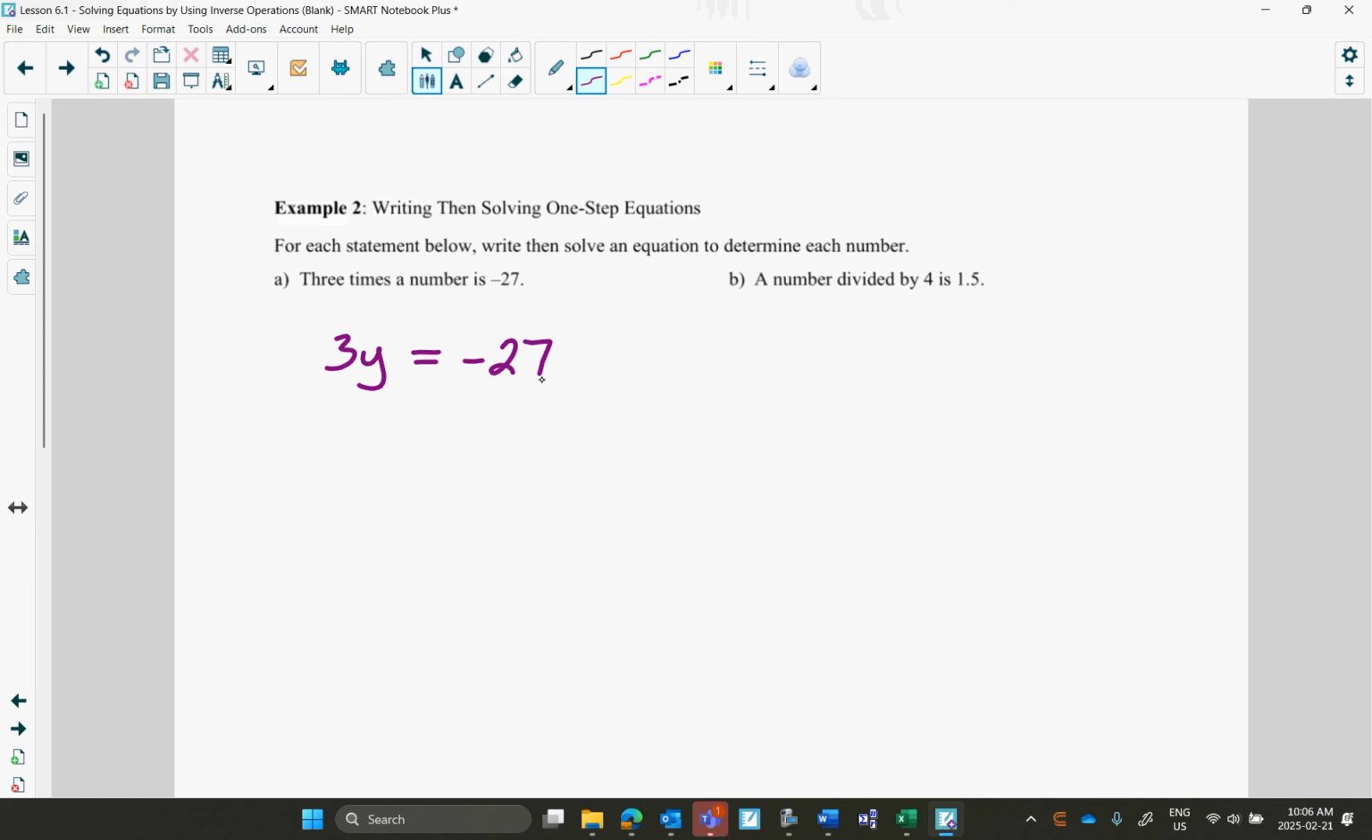All right, so now we got to solve it. I got to get rid of this times 3. Divide by 3, get rid of it, which means I've got to do the exact same thing to the other side of the equation. So my final answer is going to be y equals negative.